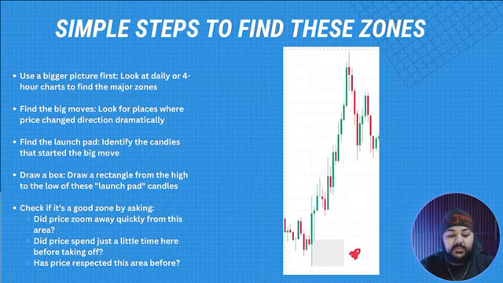You want to draw a box from the high to low of these launch pad candles and check to see if it's a good zone by asking, did price zoom away from this area? Did price spend a little time here before taking off? And has price respected this area before?